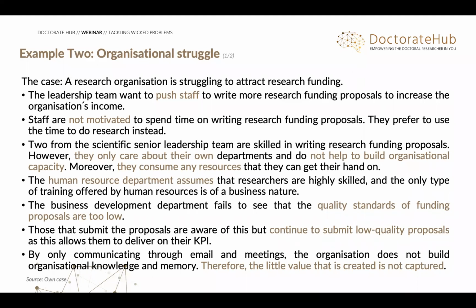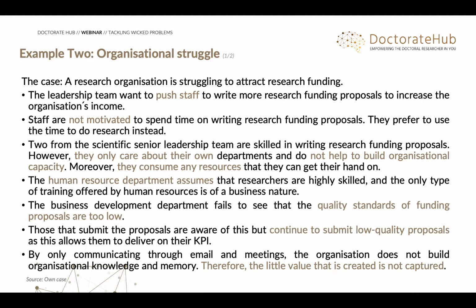Now, the business development department, on the other hand, fails to see that the quality standard of the proposals is too low. They just see the proposals do not get through. But they didn't grasp why, what's happening here. And those that submit proposals are aware of this low quality, but they say, hey, anyway, I'm only asked to submit 3 or 4 proposals per year, so I will submit the number and I don't care if they fail. As long as I have my 3 to 4 submitted, I tick the box.